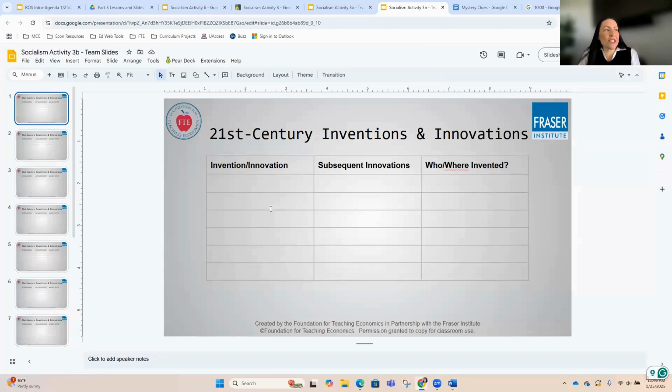You're going to include the invention on the left, any subsequent innovations that happened from that invention in the middle, and then who and where that invention took place on the right.